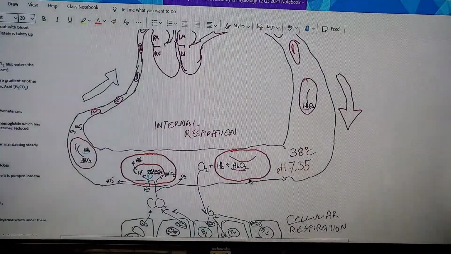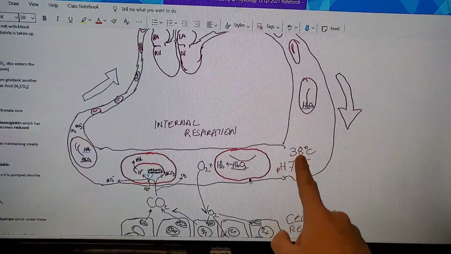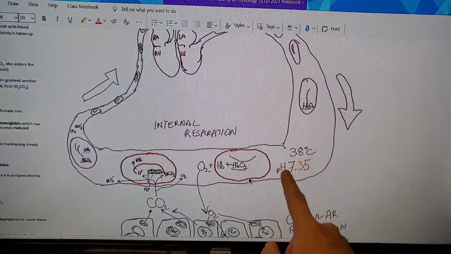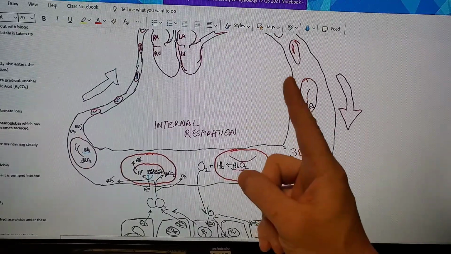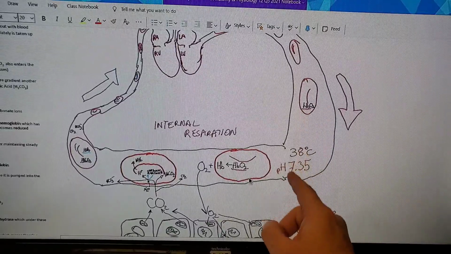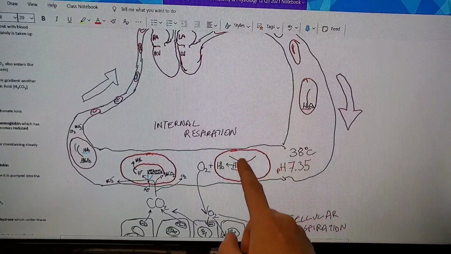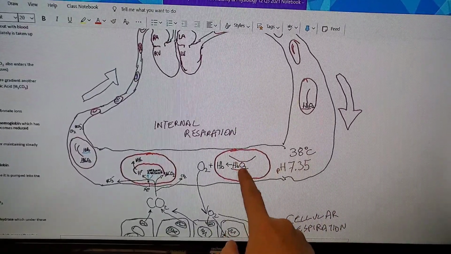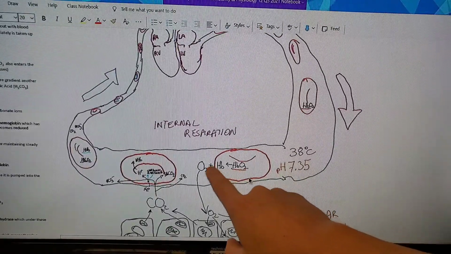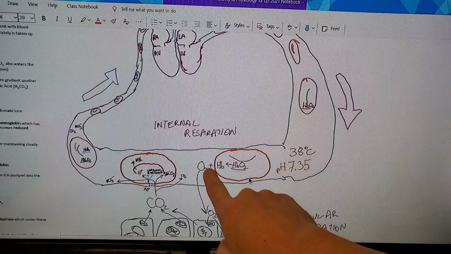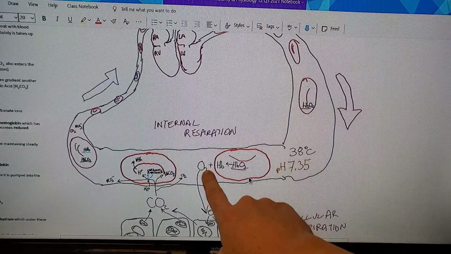And what happens when the temperature is a little bit warmer, 38 degrees centigrade, and the pH is 7.35, a little bit more acidic than it was in the capillaries of the alveoli, is that hemoglobin's shape changes and it loses some of its affinity for those oxygen atoms. It doesn't want to hang on to that oxygen so much.